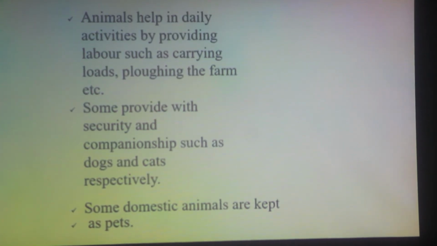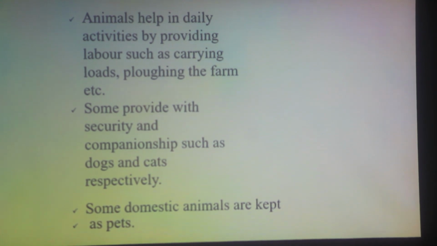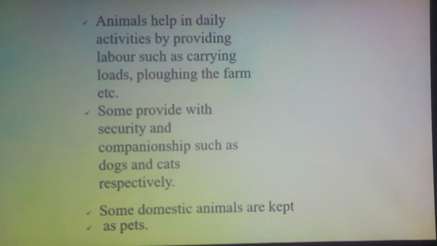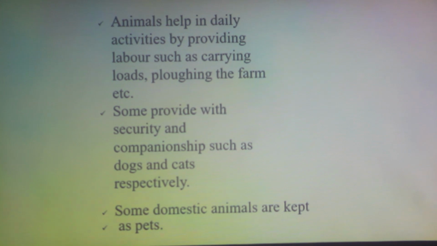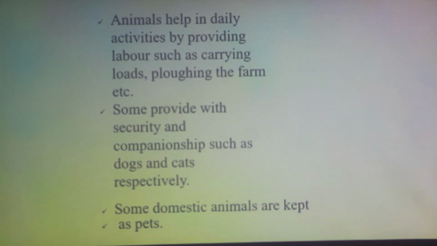Animals also help in daily activities by providing labor such as carrying loads, plowing in the farm, and many more. Example of an animal which helps in carrying of loads is a donkey, and plowing the farm is an ox. Also, some provide us with security and companionship such as dogs and cats.